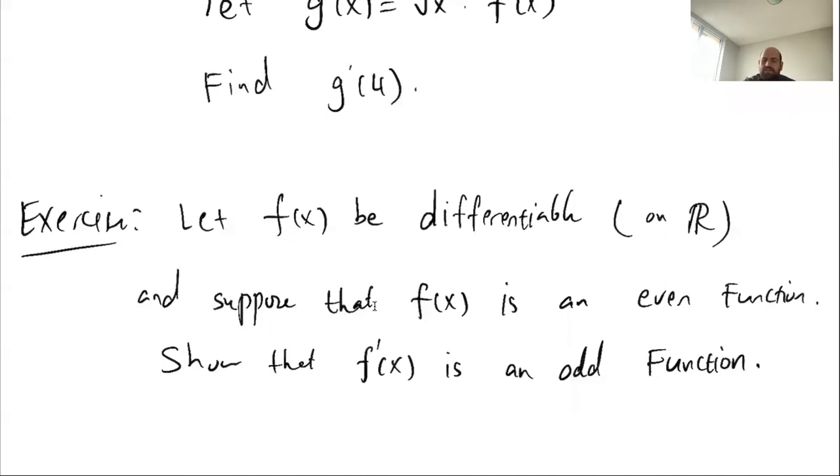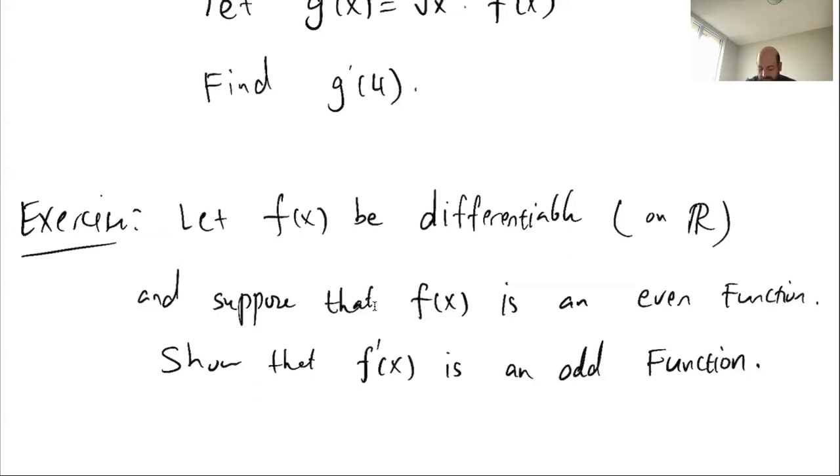Okay, so this relies on the definition of even function and odd function. Even function means a function such that f of minus x equals f of x for every x. Odd function means a function f such that f of minus x is equal to minus f of x for every x.